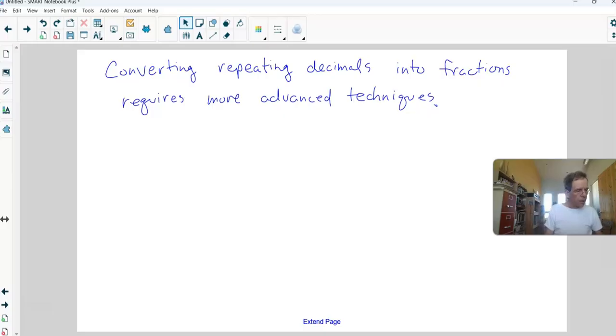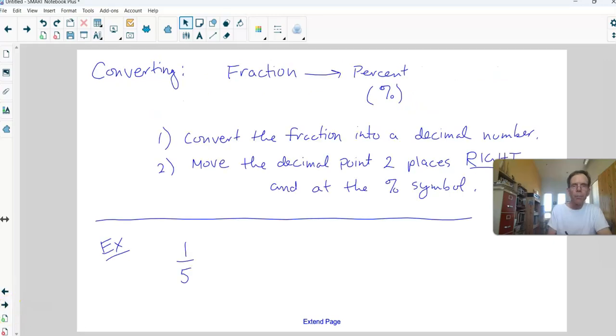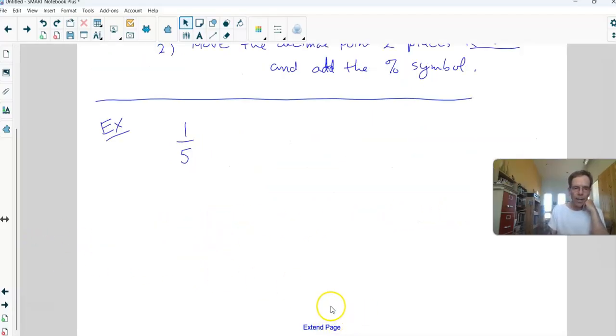Lastly, let's convert a fraction into a percent. Converting a fraction into a percent. And the way you do this is first you have to convert the fraction into a decimal number, and then you move the decimal point 2 places to the right and add the percent symbol. Okay, so 1/5. What is that as a decimal number? 5 goes into 1. We see it's 0.2. So this is 0.2.